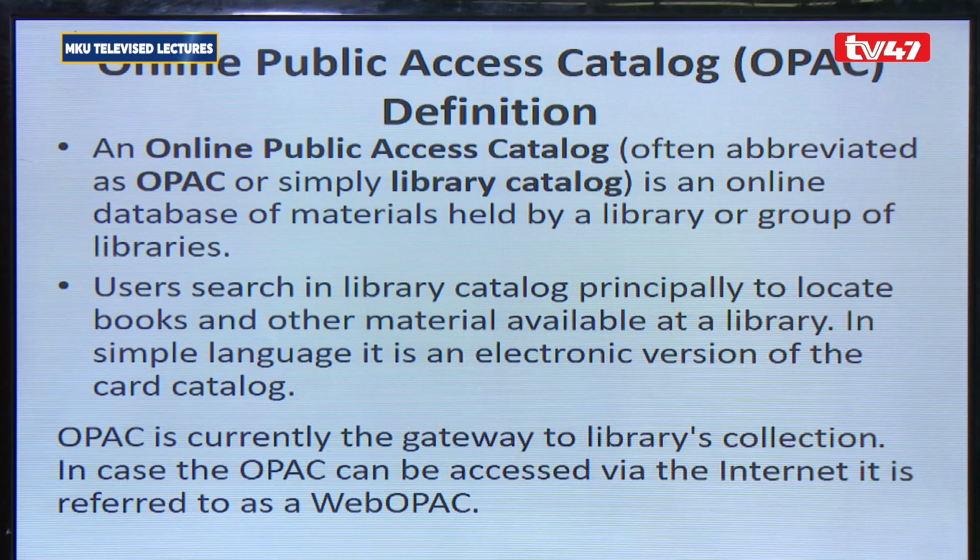Where there is a collection, the only way to access the collection is through the OPAC, whereby you search for the information that you require, and you can access the particular information resource material that you want at a click of a button. So in case the OPAC can be accessed via the internet, it's usually referred to as a web OPAC. Most libraries have their OPACs online, accessed by the internet. Those are called web-based OPACs or web OPACs.